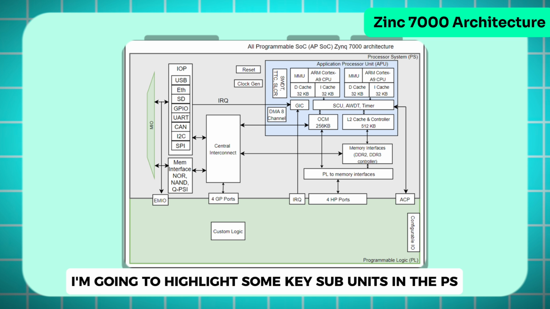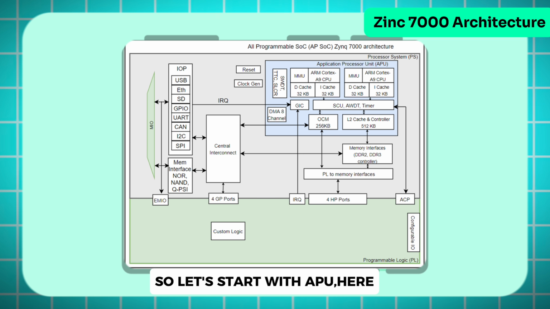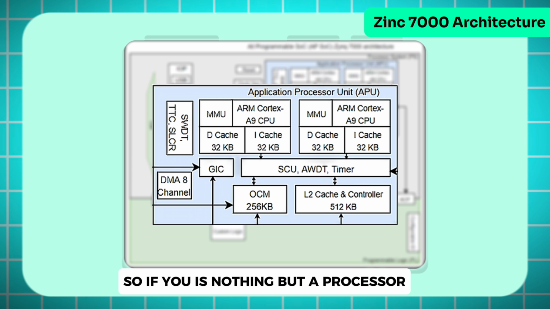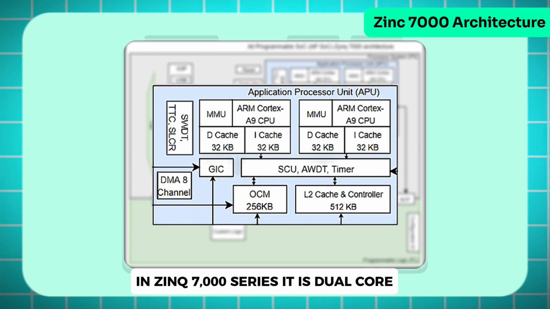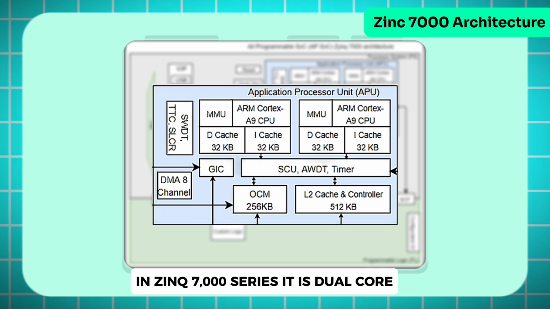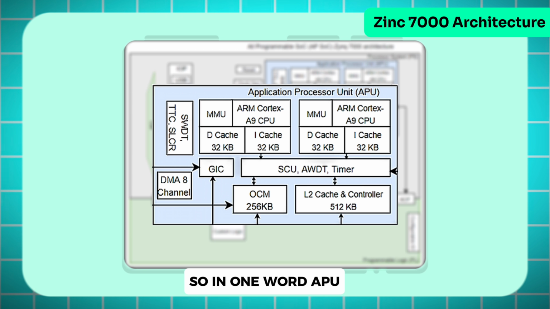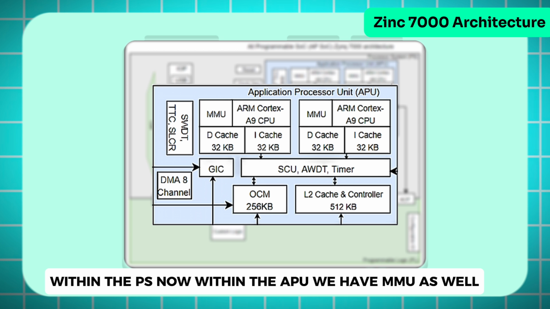Now I'm going to highlight some key subunits in the PS. Let's start with the APU. Here APU stands for Application Processing Unit. So APU is nothing but a processor integrated within the FPGA SoC. In the Zynq7000 series, it is dual core, but it can have many more cores based on processing requirements. So in one word, APU is the one which controls all the functions within the PS.